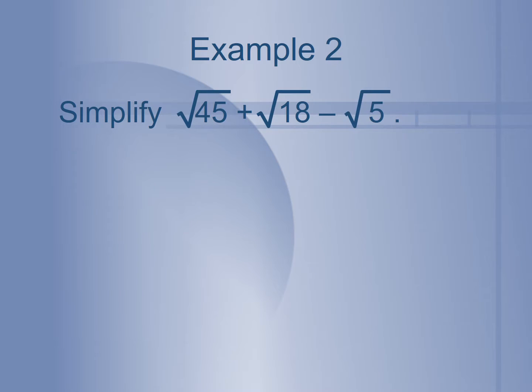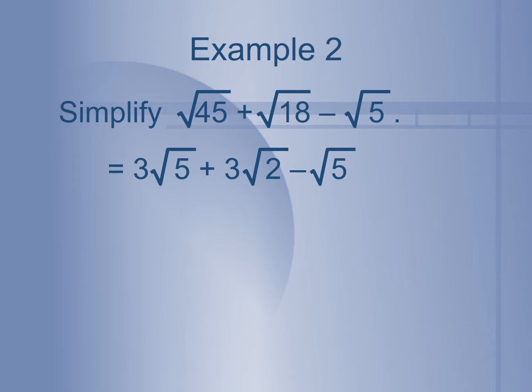Now to simplify the square root of 45 plus the square root of 18 minus the square root of 5, the first thing I have to do is simplify those radicals. So for example, the square root of 45 is actually 3 times 3 times 5. So the 3 comes out, giving me 3 square roots of 5. And then the square root of 18 is actually 3 times 3 times 2. So the 3 comes out, leaving me 3 square roots of 2. And then the square root of 5 doesn't simplify, so it's just the square root of 5.